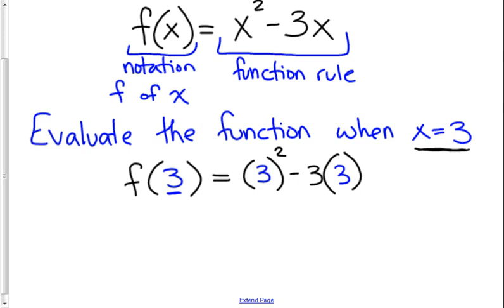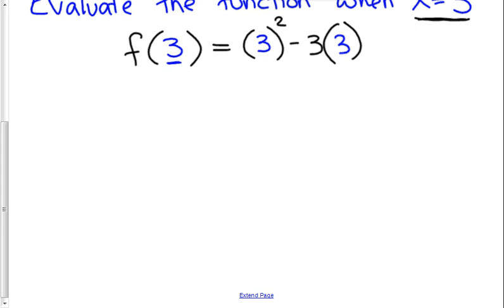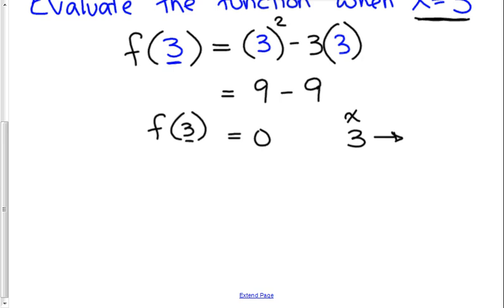Then all we have to do is simplify the right side. So 3 squared is 9. 3 times 3 is also 9. So my function value when x is 3 gives me 0. What that means is that 3 is an x value, and it's paired with 0 as a y value. So we could then write this as 3 comma 0. That would be a point, or an element of our function. We could also evaluate this for, let's do another example.